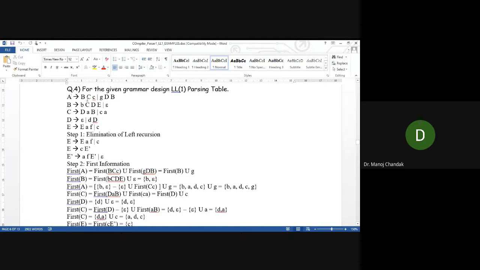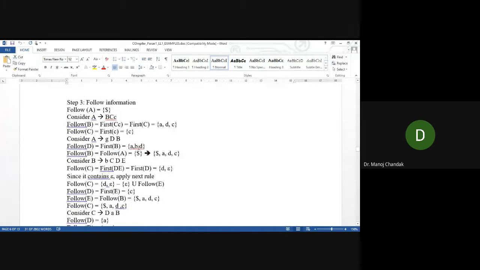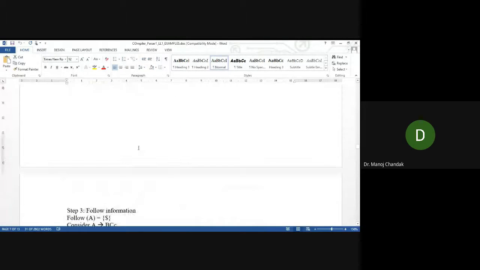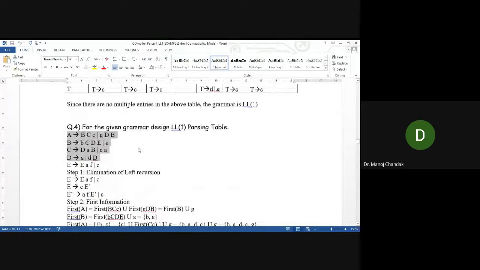So let me take this grammar on the slide and solve it for you so that you will be able to understand how first is computed. Okay. And then we can take follow also. I'm just putting it on the slide for you and then we can solve it. Okay. This one and followed by these two. Yes. And I will stop this sharing and I will take the slide sharing.